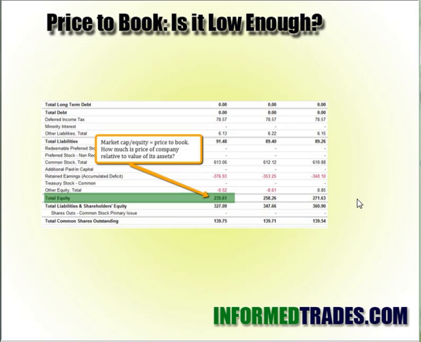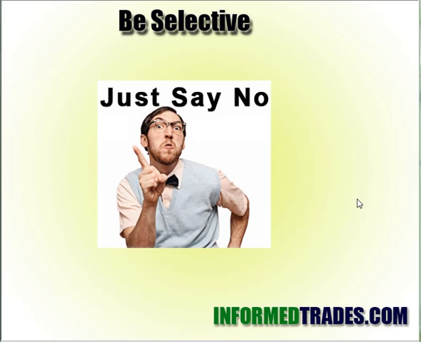Personally, these days, I like to see that number at 3 or less, but again, this is a relative number, so you want to see what other companies look like. When you're looking at a whole bunch of companies, this is something to consider and help you identify which companies are underpriced. Lower price to book is a good sign. Of course, be selective. Just say no. Don't invest. Look for reasons to say no.